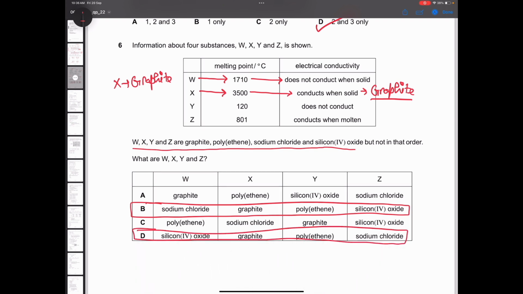So let's check. Z they are mentioning as 801 melting point and it conducts in molten state. What conducts electricity in molten or aqueous state? Ionic compounds. So which ionic compound will that be? Sodium chloride, right? Sodium chloride conducts electricity in molten state. So the option correct will be D.